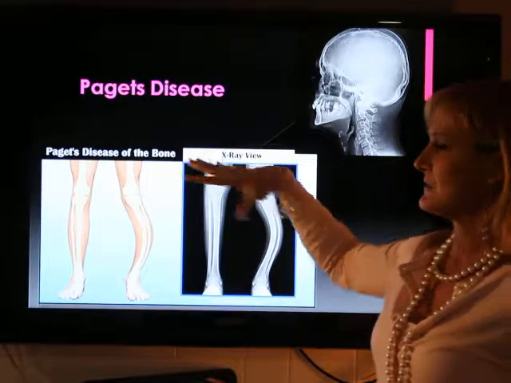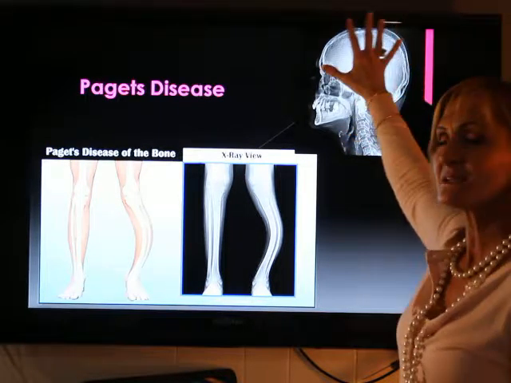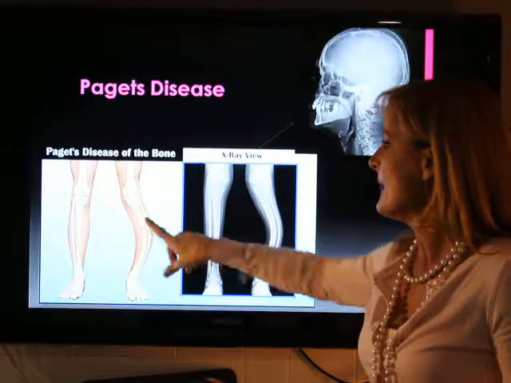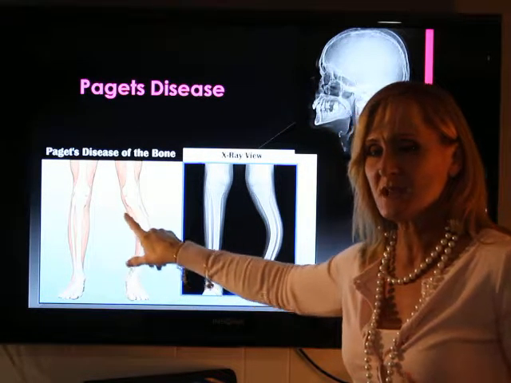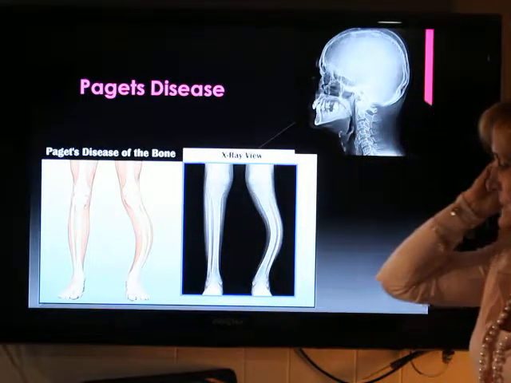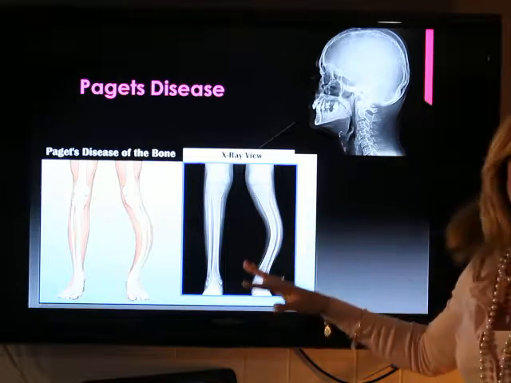Paget's disease can be mild. Some patients have no symptoms at all. A classic symptom of it is an enlarged skull. The head gets really big, and the long bones tend to bow out like this. And what's going on with Paget's disease is there's rapid bone turnover.